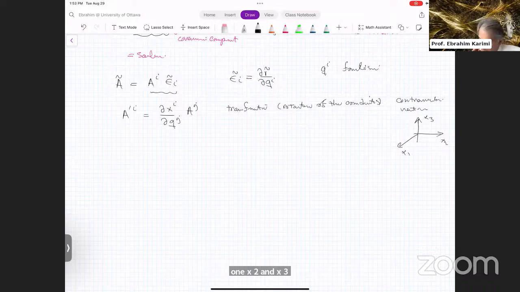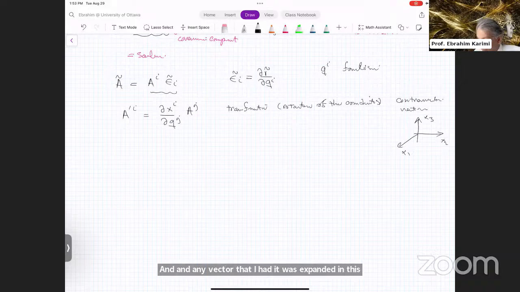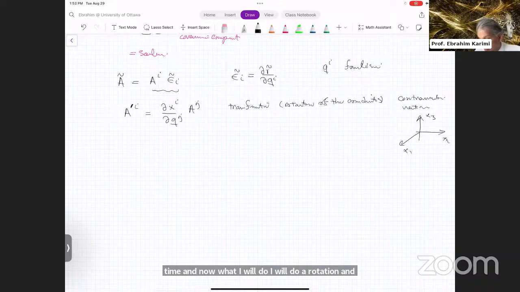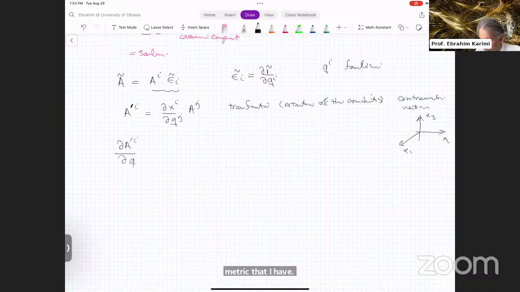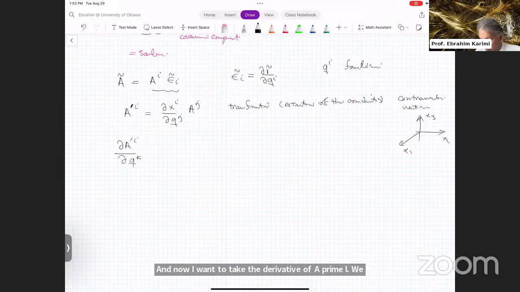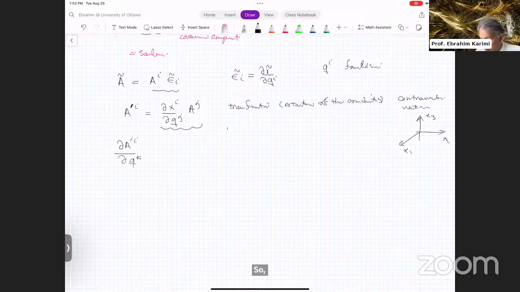x1, x2, and x3. And any vector that I had, it was expanded in this term. And now what I will do, I will do a rotation. And then what I will get is A prime in that specific rotation, or in that specific metric that I have. And now I want to take the derivative of A prime i with respect to Q, let's say K.